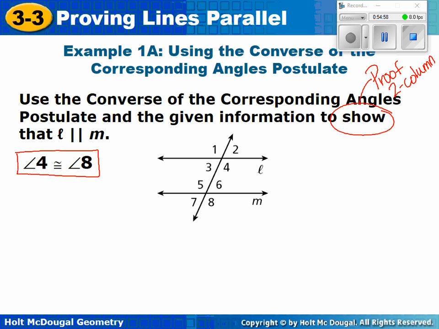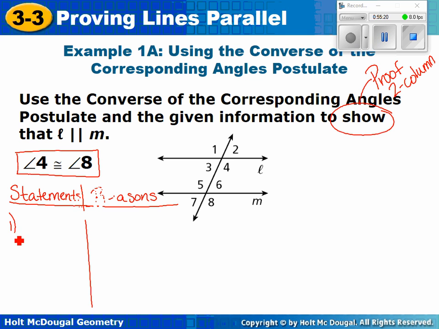So what we're going to do is we're going to make a 2-column proof. Again, this is probably going to erase half of what I write, so stay with me. Left side should be labeled statements. Right side should be reasons. And our very first statement is going to be what? Angle 4 is congruent to angle 8. And our very first reason is given.